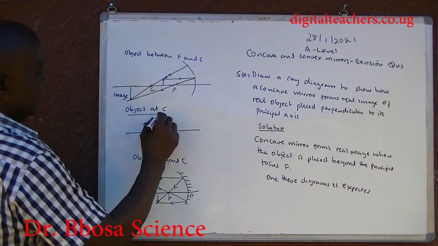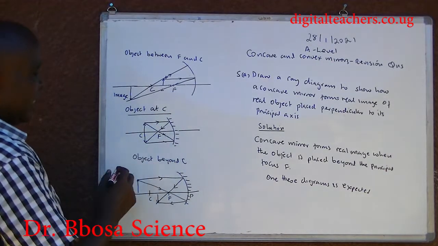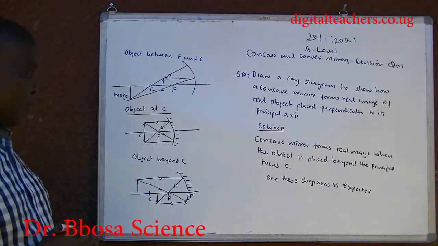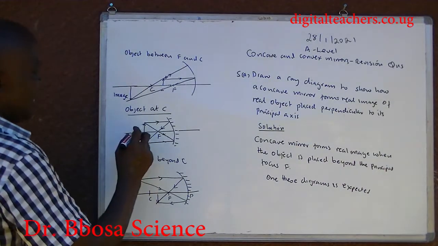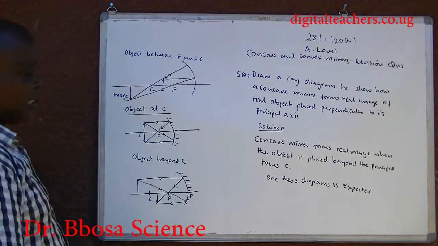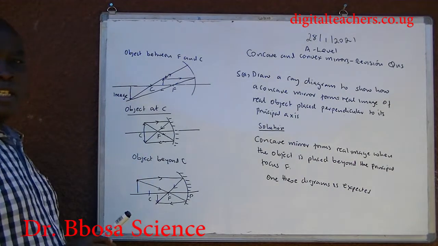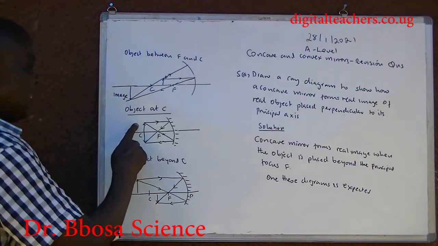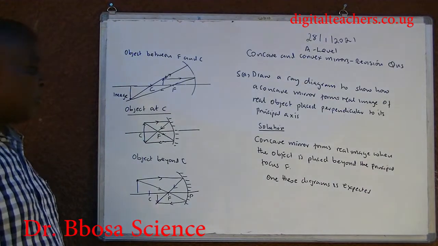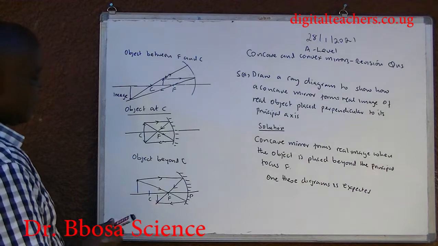Object at C: the ray parallel to the principal axis is reflected through the principal focus. The ray through the principal focus is reflected parallel to the principal axis. Where they meet, you have the image. The image is the same size as the object and the same distance from the mirror as the object.